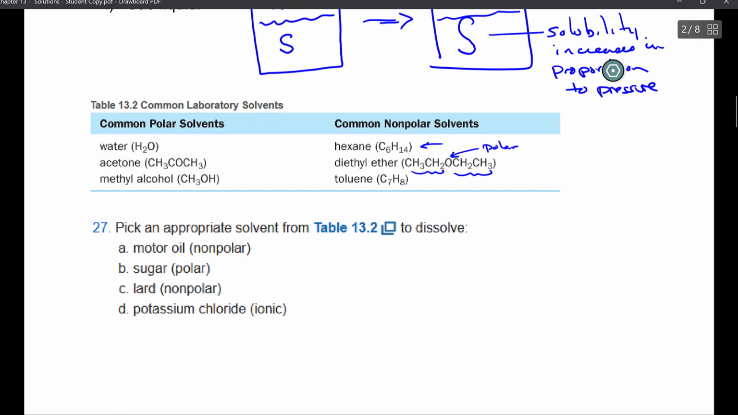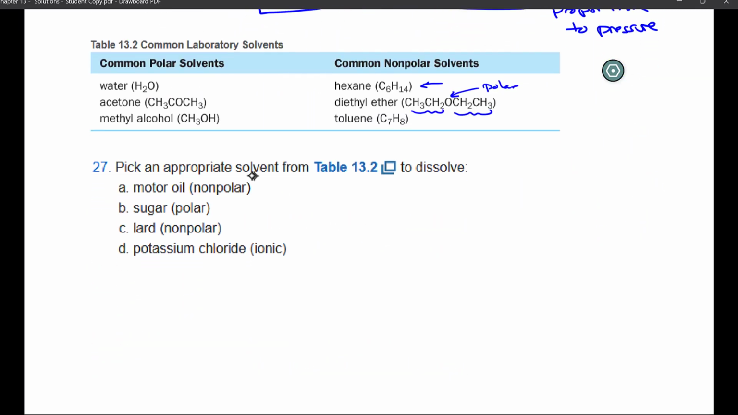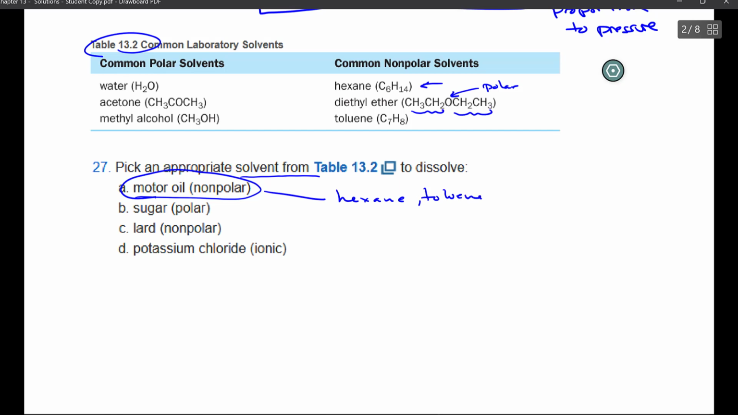Okay, so here's an example of a problem. It says pick an appropriate solvent from table 13.2 to dissolve the following. So this says motor oil is nonpolar, right? So if all you know about it is that it's nonpolar, then an appropriate solvent could be hexane. It could be toluene, or it could be possibly diethyl ether.